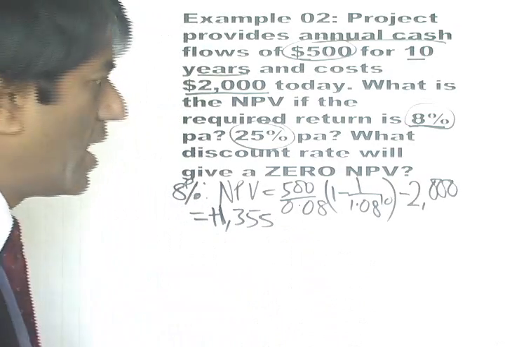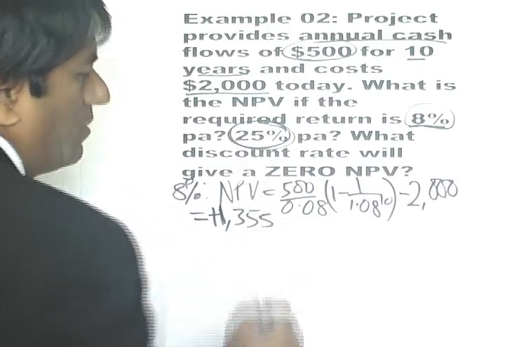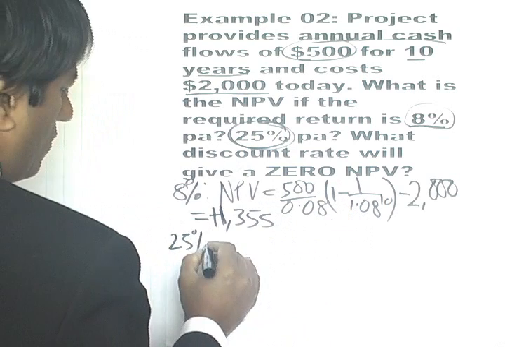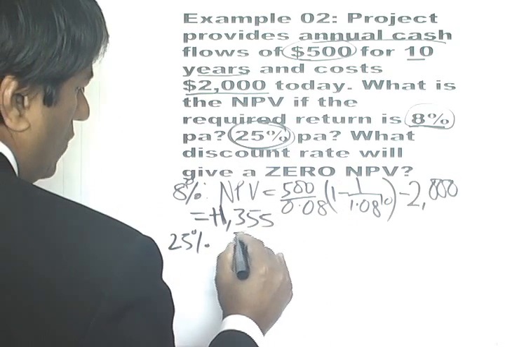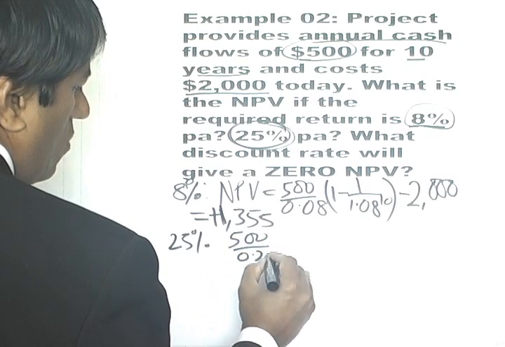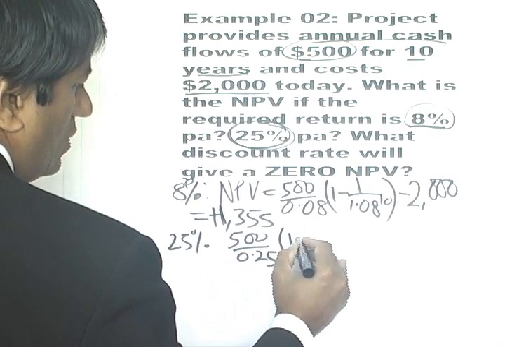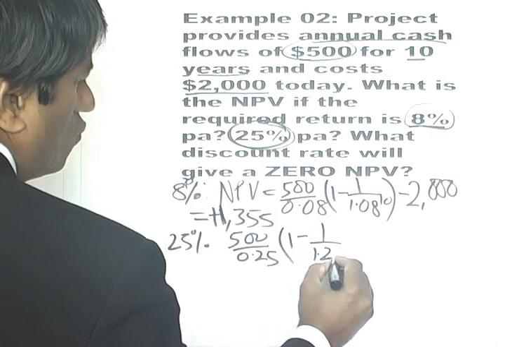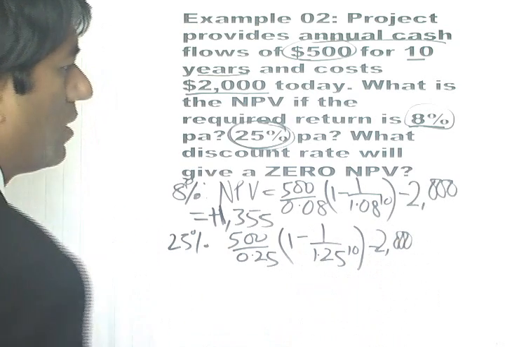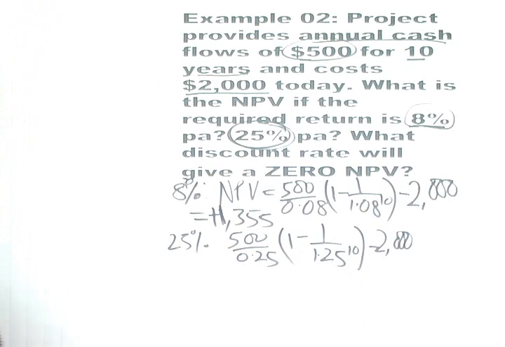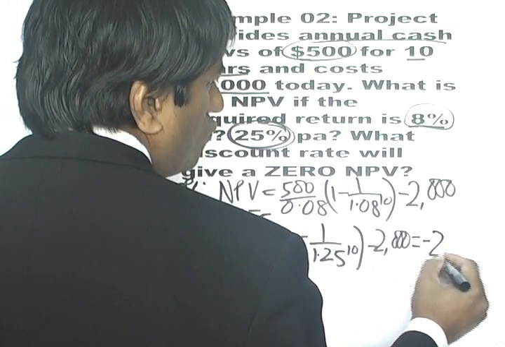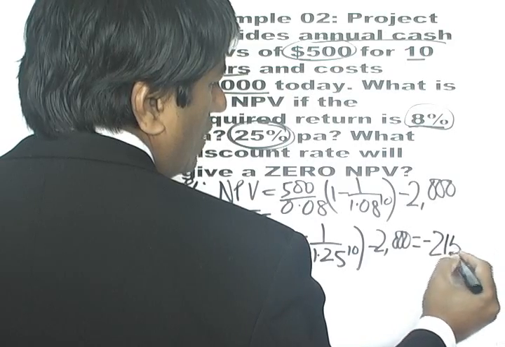However, if the required rate of return is 25%, then you will be discounting the cash flows at 25%. So then your annuity will have a value 500 divided by 0.25 into 1 minus 1.25 to the power 10 minus 2000. And this actually has a negative value of about $215.